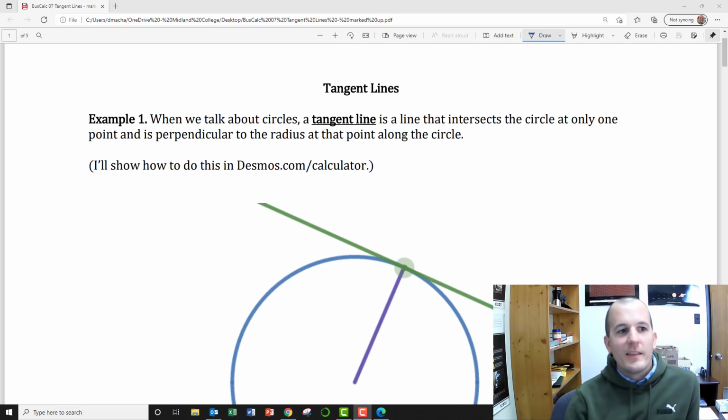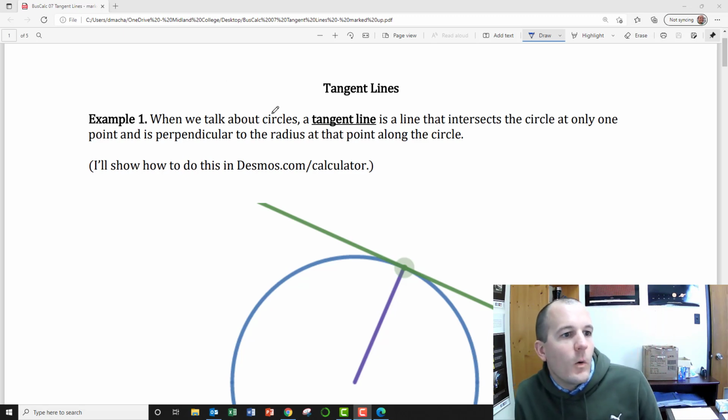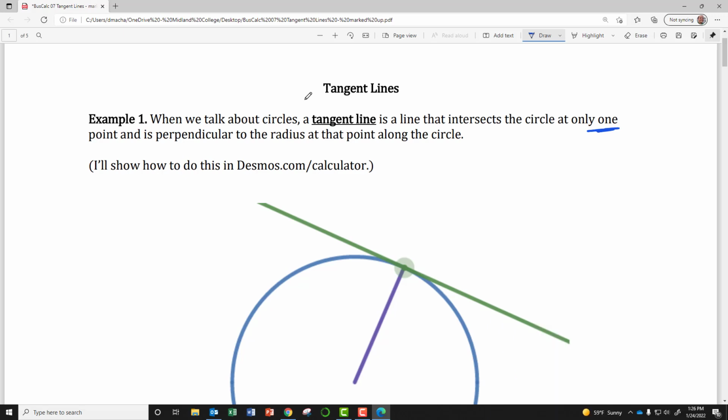Hi everyone. In this video we're working on tangent lines, so we'll just jump right into it. When we talk about circles, a tangent line is a line that intersects the circle at only one point and is also going to be perpendicular to the radius at that point along the circle.